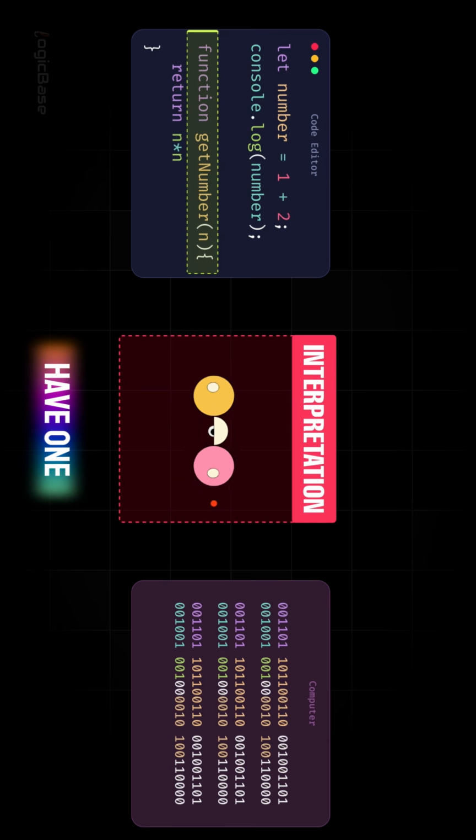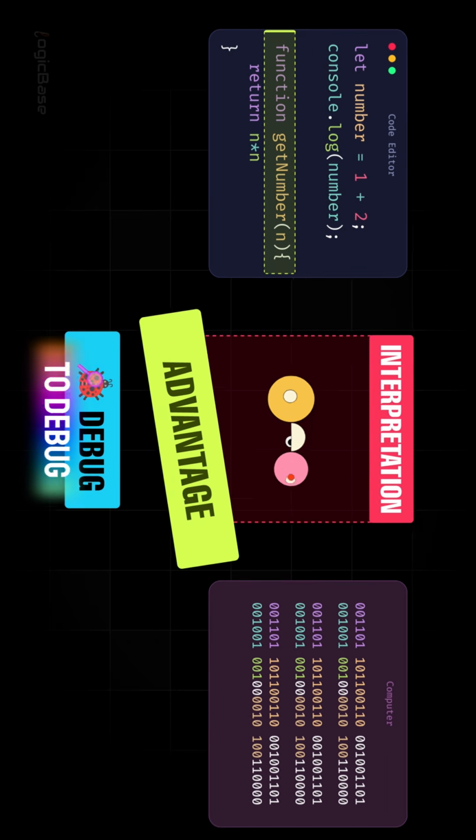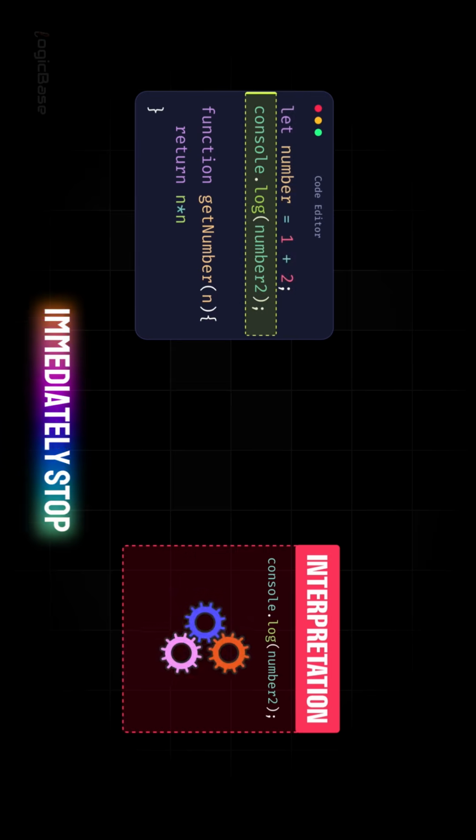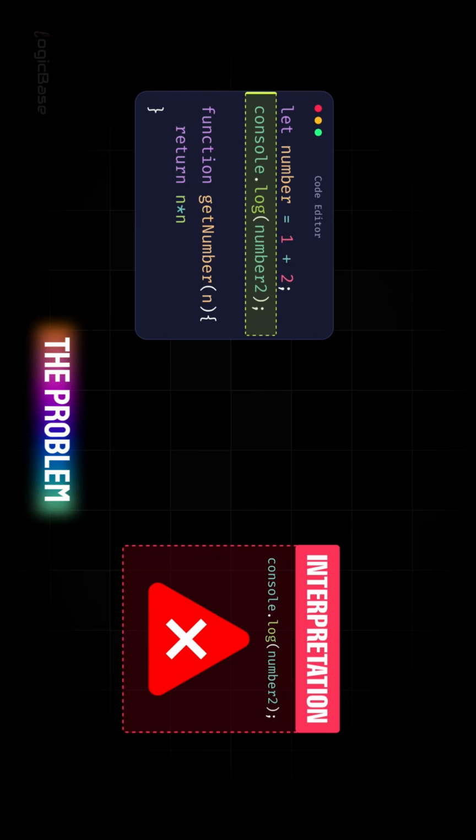However, this process did have one big advantage. JavaScript was very easy to debug at that time. Here's why. The interpreter executes one instruction at a time. So if it encounters an error while running any particular line, it can immediately stop and notify the programmer exactly where the problem occurred. This made debugging much easier because developers could instantly identify the issue, fix it, and continue running the code.